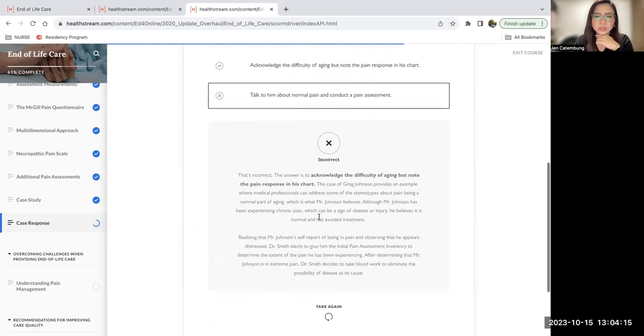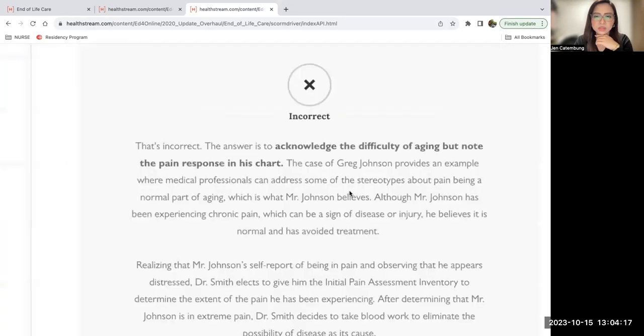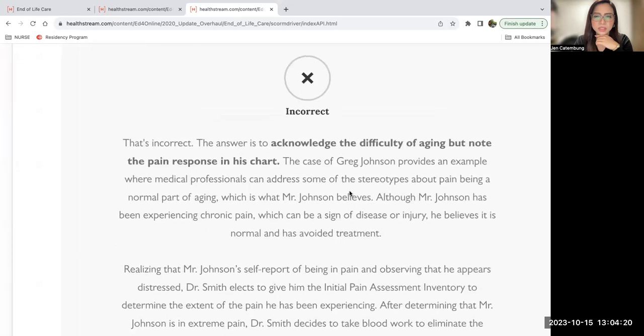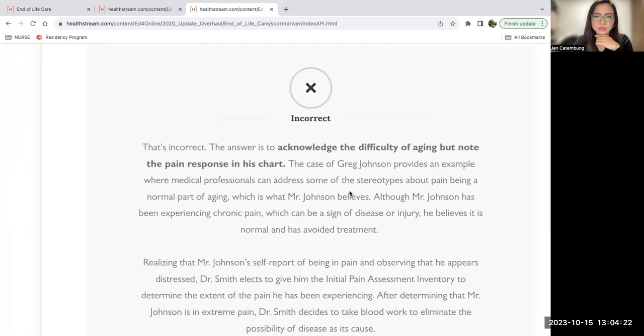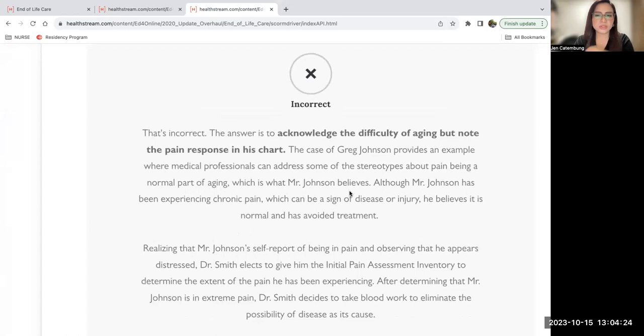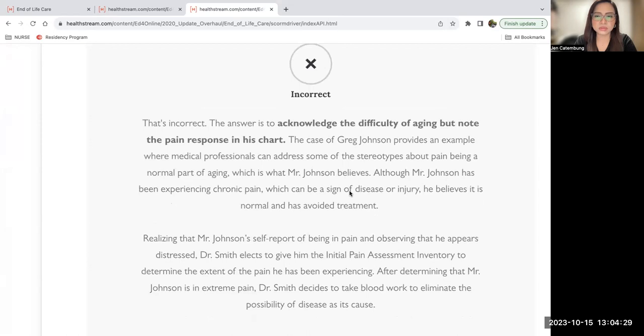That's incorrect. The answer is to acknowledge the difficulty of aging, but note the pain response in his charge. The case of Greg Johnson provides an example where medical professionals can address some of the stereotypes about pain being a normal part of aging, which is what Mr. Johnson believes. Although Mr. Johnson has been experiencing chronic pain, which can be a sign of disease or injury, he believes it is normal and has avoided treatment.